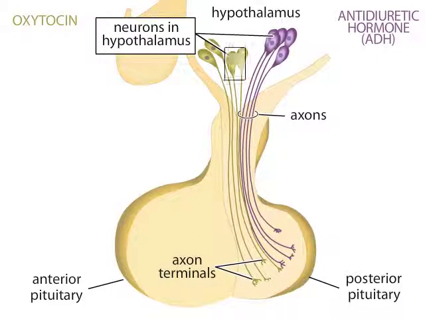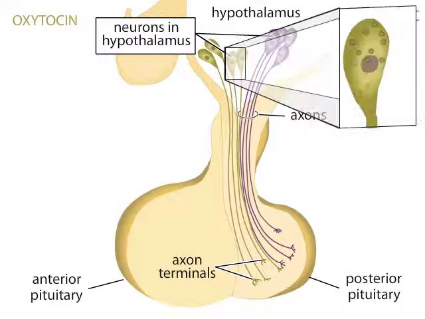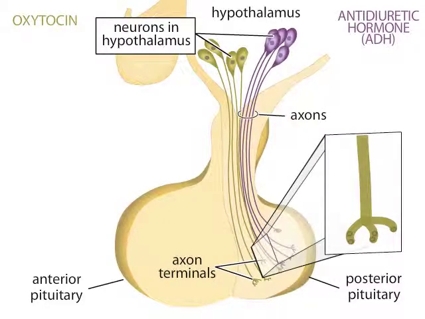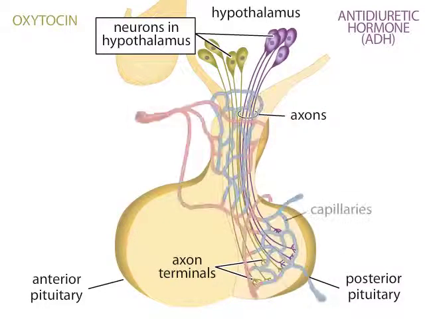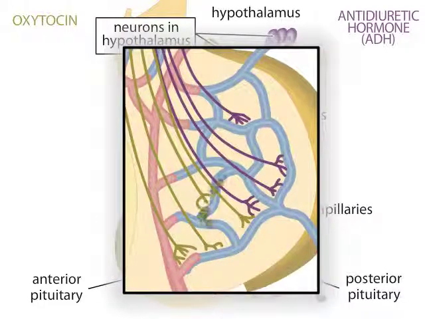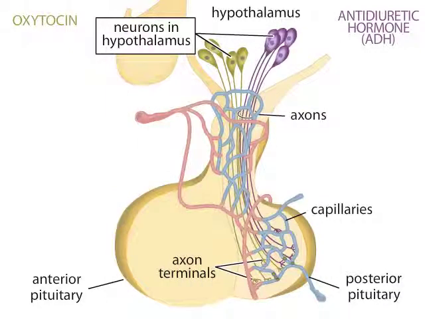These hormones are made in the cell bodies and then transported to the axon terminals. The axon terminals abut tiny capillaries in the posterior pituitary. If a neuron is stimulated and fires an action potential, the neuron releases its hormones from the axon terminals. The hormones quickly enter the capillaries and flow with the blood into the general circulation of the body.